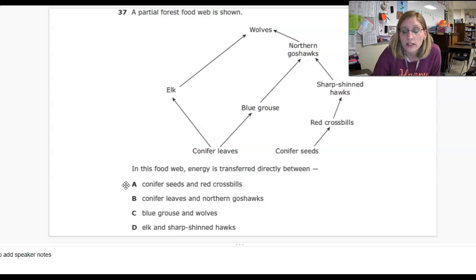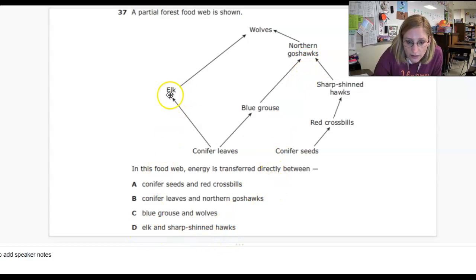Remember, when I take a test, I want to go through all of them. This one says the leaf, and then through the goshawk. What about the blue grouse? That's not right. So B is definitely not right, because you have to remember that there's something else getting energy before it. So then we also say the blue grouse to the wolf. Nope, we still need to go through the northern goshawks.